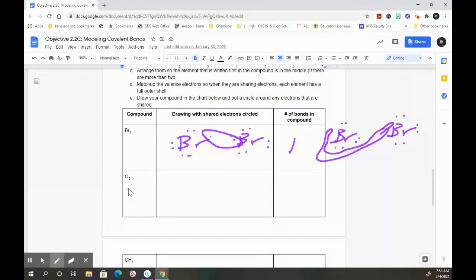Okay, so let's do the next example here. We have O2, so 2 oxygens. And each oxygen has 6 valence electrons. Okay, so we'll add one more there and one more there. Okay, so each oxygen needs to get 8. So we have 2 lonely electrons on each oxygen, so that means that there's going to be 2 bonds. So we're going to circle this pair right here, so that's going to bond. And then this pair down here is also going to bond. And now each oxygen will have 8 valence electrons. And since we have 2 circles, that means that we have 2 bonds in this molecule.